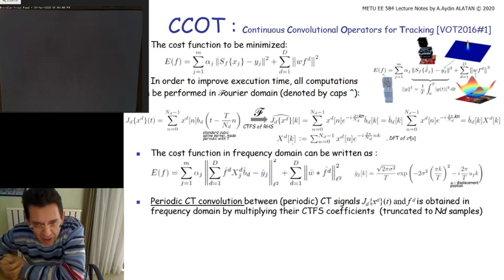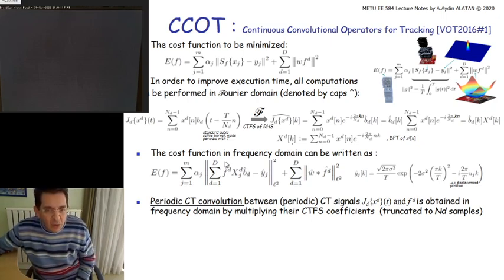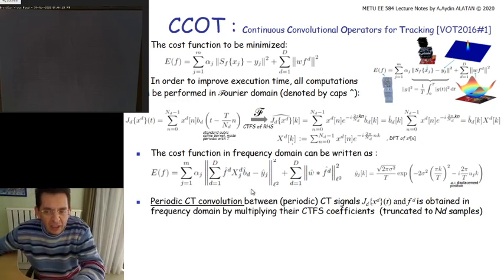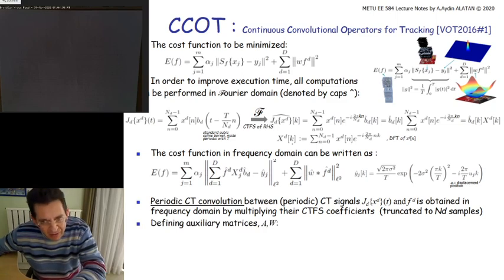Here comes a little trick. The authors basically truncate them into some ND samples, because otherwise you cannot continue with computers. You have to fit everything into some finite vectors or arrays. And they just make a truncation, and they continue from this point on in the Fourier domain, but using truncated Fourier series coefficients. The rest will be a little bit of math and optimization.